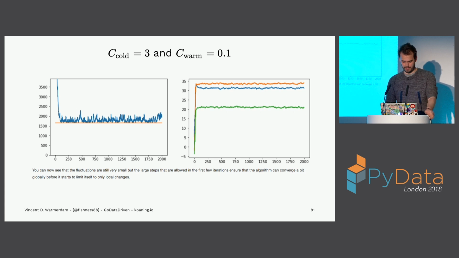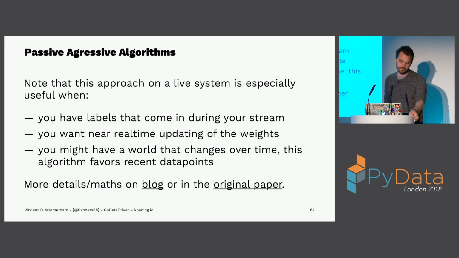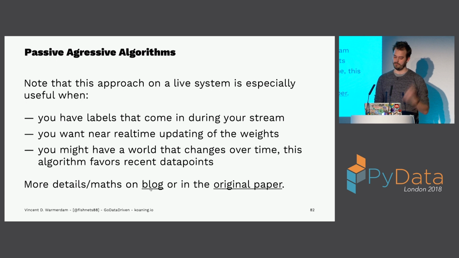But management says we should implement TensorFlow. Anyway, this approach can be on a live system, and it's especially useful when you've got labels coming in on the stream. If you have real-time updating on weights, it's very sensible. And if the world changes, then you can do some cool stuff. Extra details on math are on the blog or in the original paper that I've referred to here.